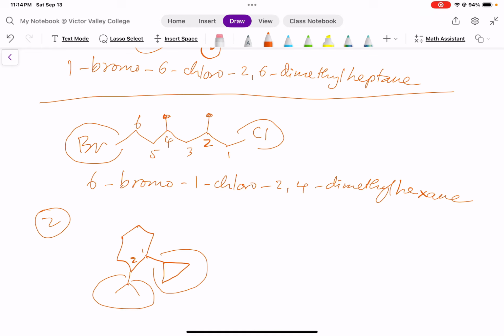So 1 cyclopropyl, and then 2 isopropyl. So C comes before I. C for cyclopropyl, I is for isopropyl. And this is a cyclohexane.